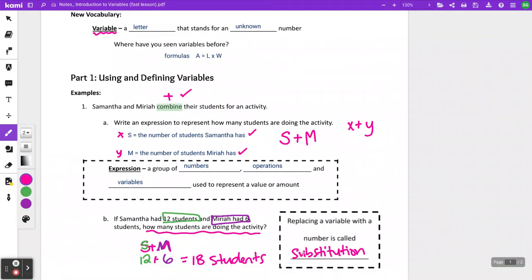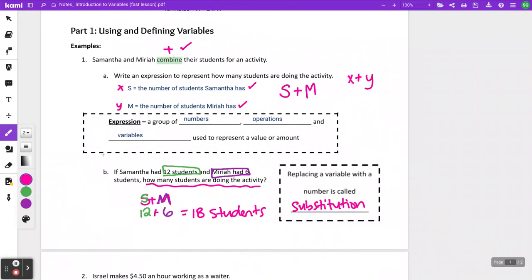That word substitution makes me think of a substitute teacher. A substitute teacher is someone who replaces your teacher. Here it's this idea of replacing. We're just replacing the letter with a number. There's going to be lots more examples of substitution in this lesson and in this unit. So this is the goal for today. It's taking situations like these and using variables to help us represent them with math.